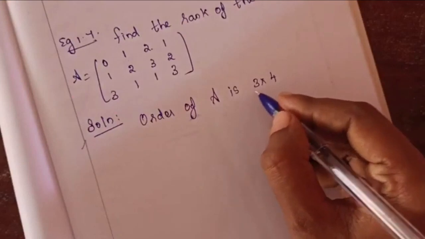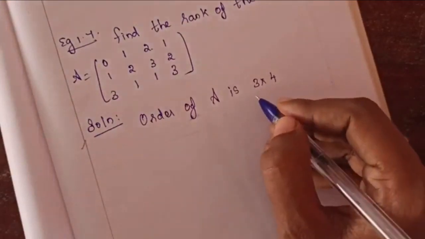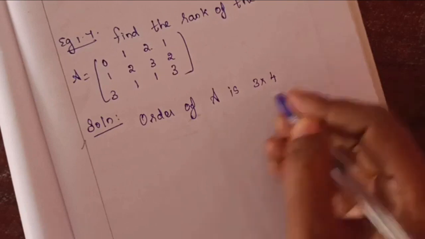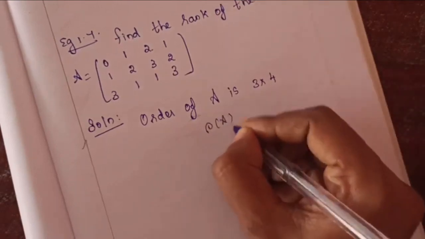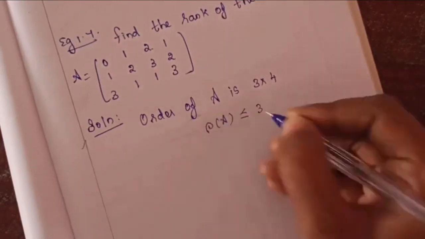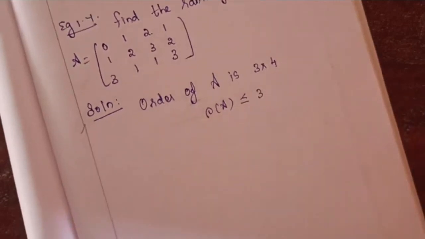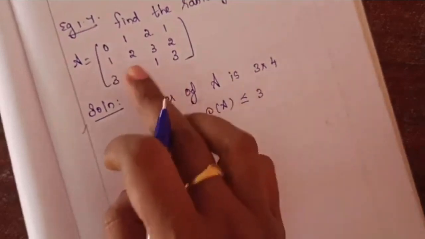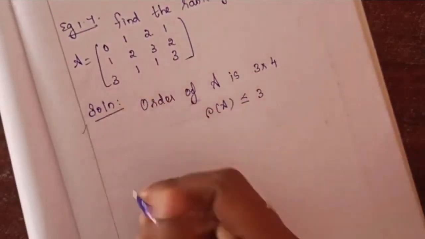Is it right? You need to choose the minimum of the order of A, the minimum of 3 and 4. So the rank of A is less than or equal to 3. Maybe 3 you will get, otherwise less than 3. Okay. So now I am going to transform this particular matrix to echelon form.